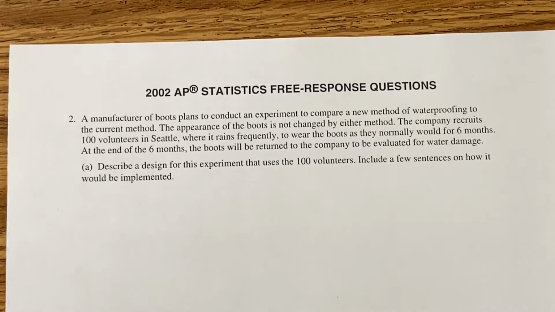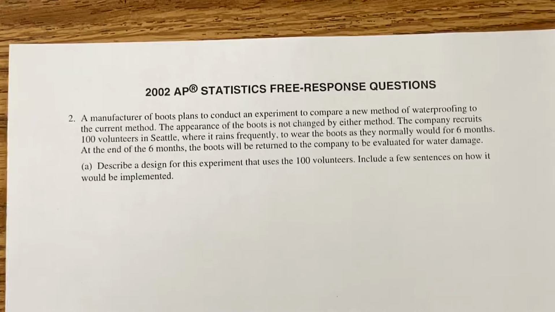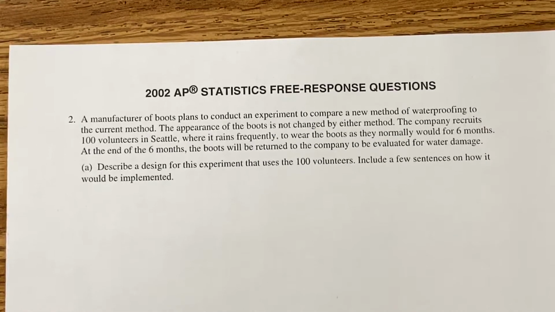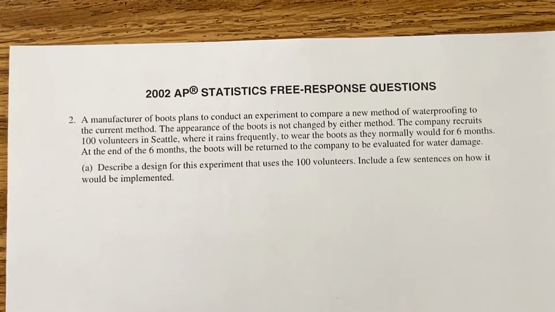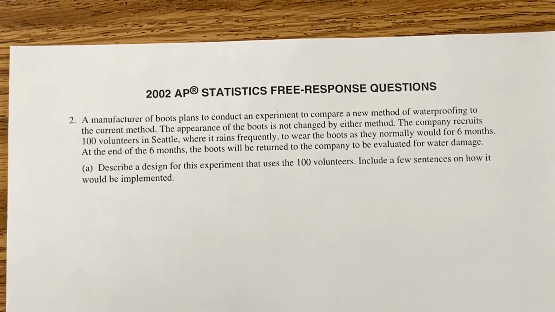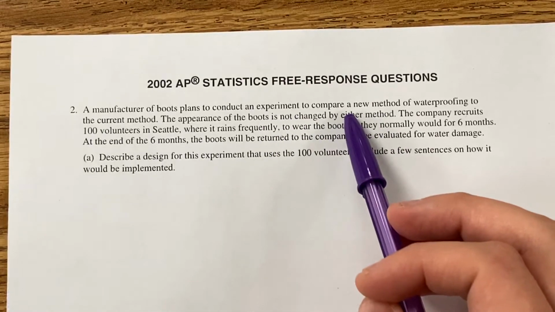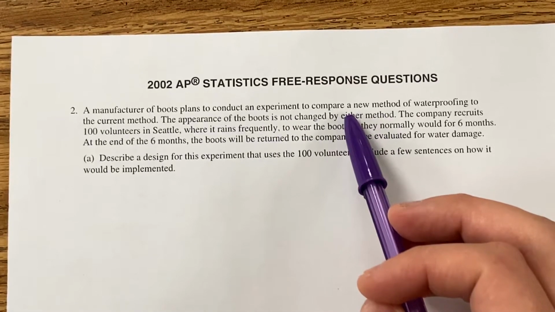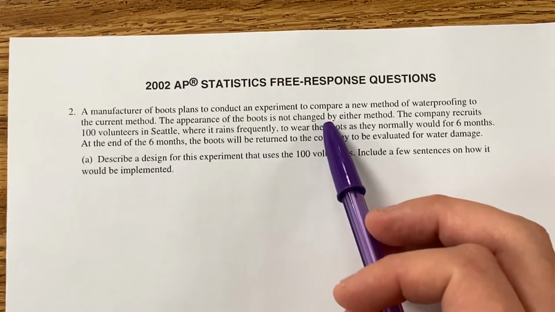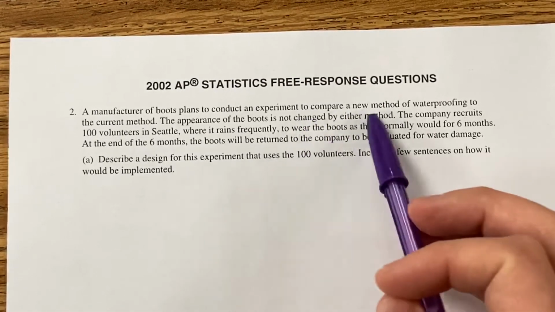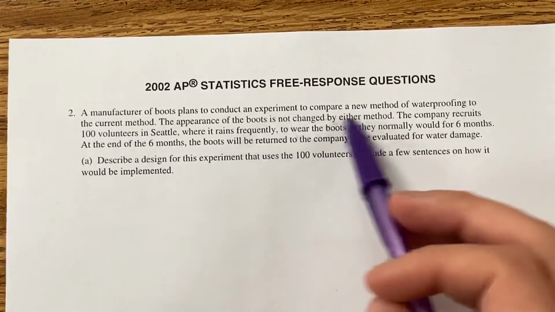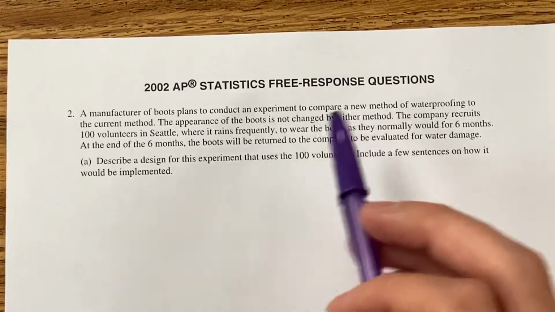So let's get started. A manufacturer of boots plans to conduct an experiment to compare a new method of waterproofing to the current method. The appearance of the boots is not changed by either method. That's good. If it's not changed, it's going to be easier to basically blind it if we need to blind it. Because you always want to control variables, so the fact that they're looking the same is going to be very helpful in this experiment.